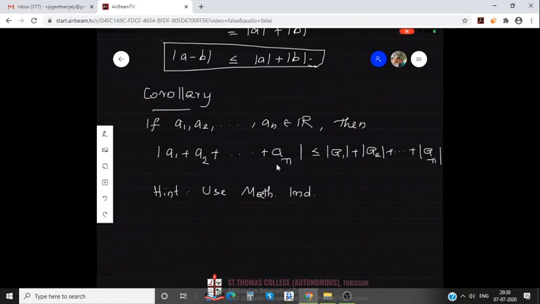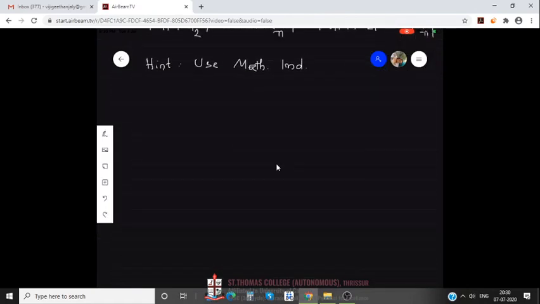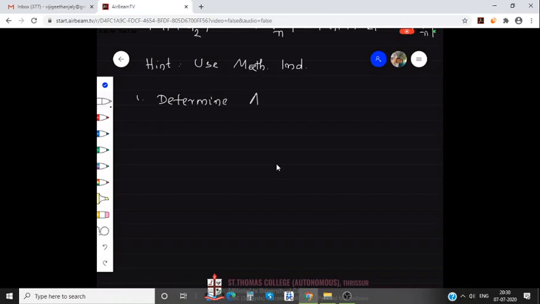Now I would like to discuss some problems using triangle inequality. So the first problem is that: determine the set A, equal to the set of all x element of R such that absolute value of 2x plus 3 is less than 7.